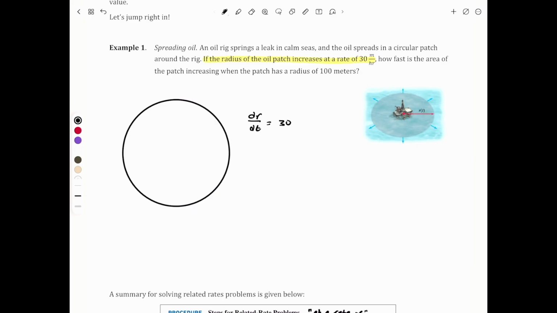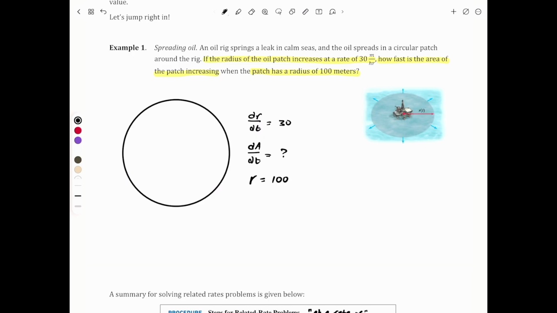The follow-up question is, how fast is the area of the patch increasing? That's the unknown. They want to know what is dA dt. Well, I don't know, but we'll find out. And the other piece is when the patch has a radius of 100 meters. Well, they're not giving you a rate. Now they're telling you that the radius is literally 100 meters.